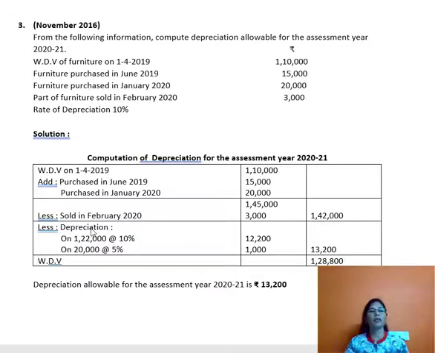Now let us charge the depreciation on the furniture. From 1,42,000, we have to deduct furniture costing 20,000. On 20,000, we are charging half the rate of depreciation. That is, instead of 10%, 5%. So this 20,000, if you deduct from 1,42,000, you will get 1,22,000. On 1,22,000 at the rate of 10%. So we get 12,200 and 1,000. So the depreciation on furniture is 13,200 and the written down value is 1,28,800.